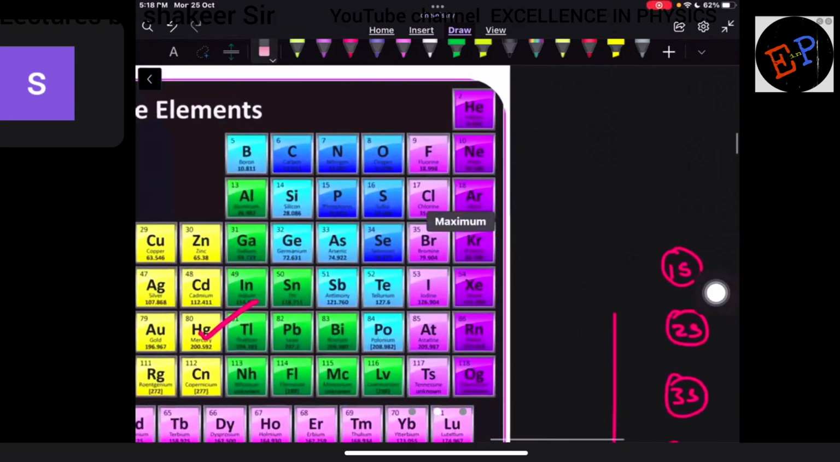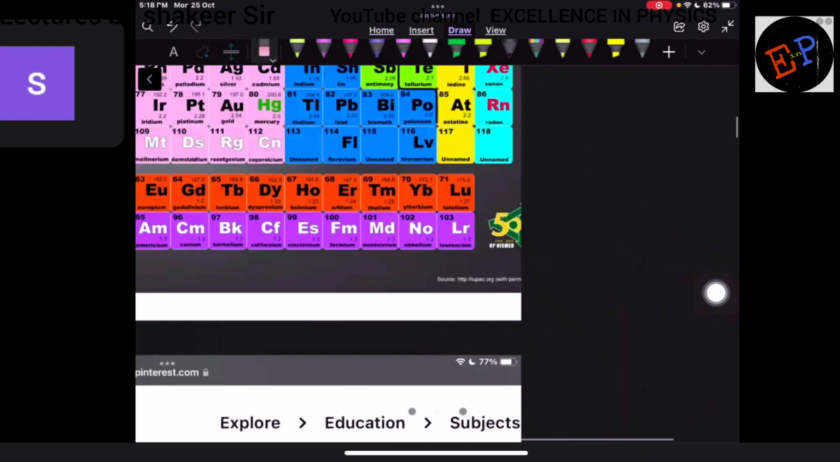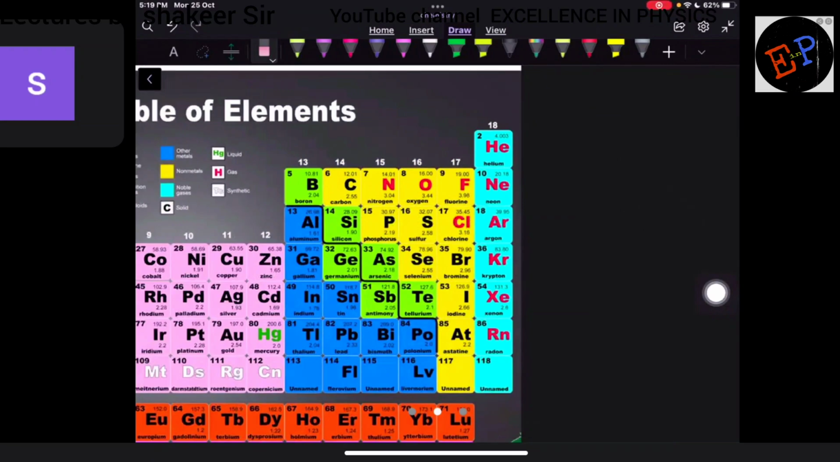See, here if I see radon, radon is 86. If it is 86, this is 85, 84, 83, 82. I can identify like this. This belongs to which group? This is group number 18. This one is 17. This one is 16. This one is 15. And this one is 14. So it belongs to which group? 14th group. That's all, very simple.